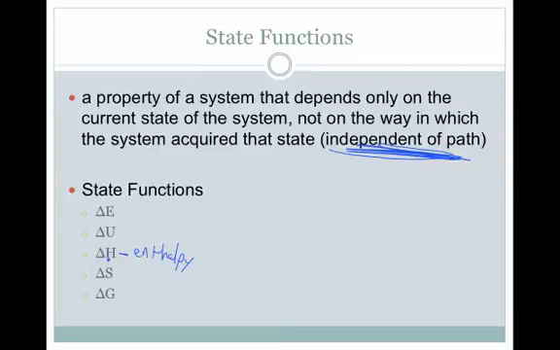All of which, by the way, are state functions. Now, these functions are a little bit less familiar to us. We've only been dealing with them for a little while. Some things you might be more comfortable with are the concepts over here on the right. Mass is a state function. Pressure is a state function.